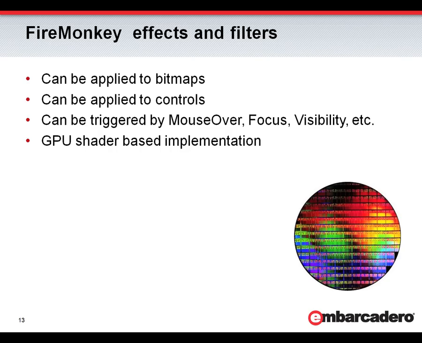They can also be triggered by mouse over, focus, visibility. So for instance, if you wanted to highlight a specific section of your UI, you can do so with an effect or a filter. If you provided a search capability for your UI, you could highlight the specific parts of your UI that match the search, and you can defocus or gray out or even blur the other parts of the UI so that people can find what they're searching for visually.